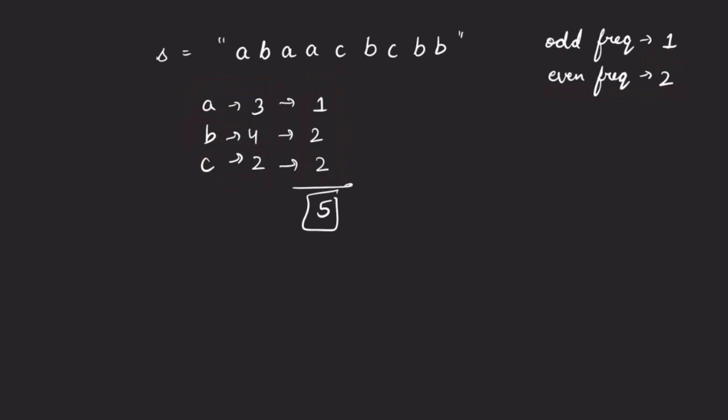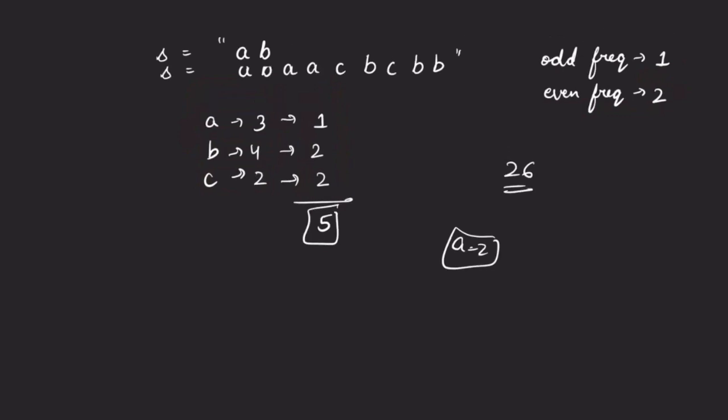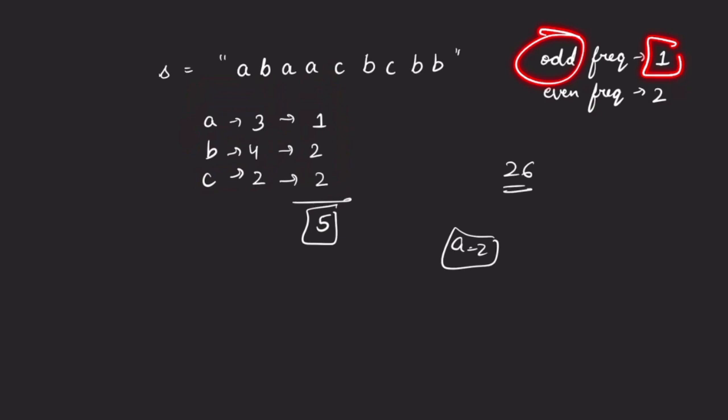We can simply create an array or vector of length 26 because we only have A to Z characters in our string S, and in that we can update the frequency of all the characters. Then we can take an answer variable, and whenever the frequency is odd we can add 1, and whenever the frequency is even we can add 2. That's all we need to do.